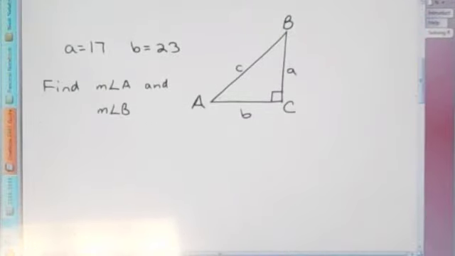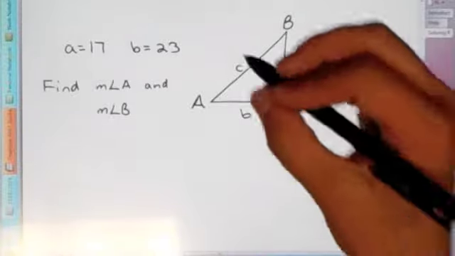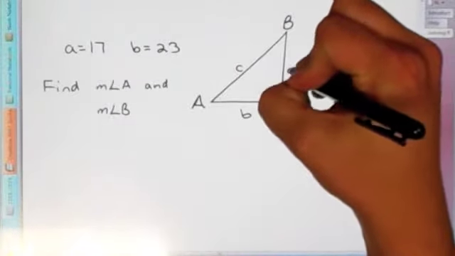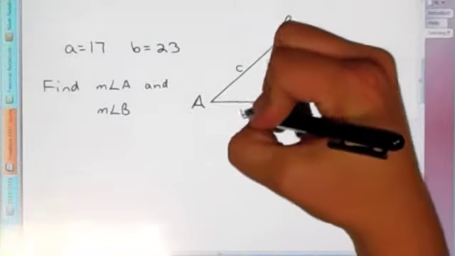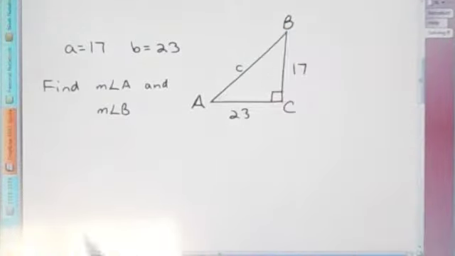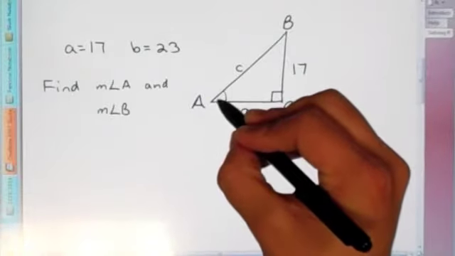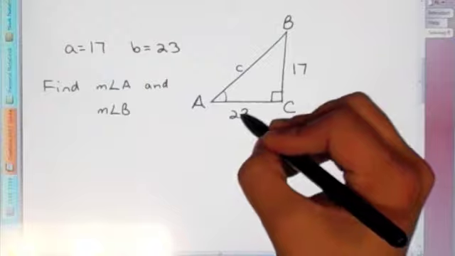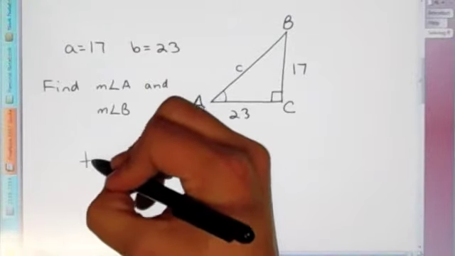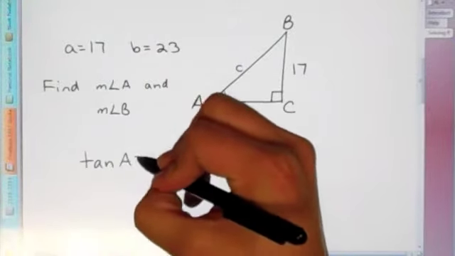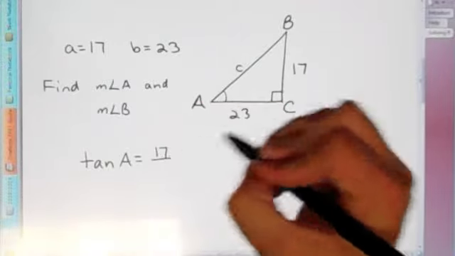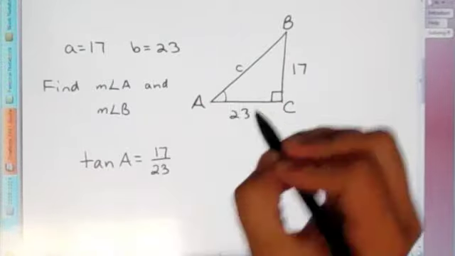Now the next problem says a is equal to 17, b is equal to 23. So let's put our information in there. a is 17, b is 23, and I'm asking you to find the measurement of angle A and the measurement of angle B. So now we're actually trying to solve for an angle. So let's talk about from A first. From A we know opposite and we know adjacent, so therefore we're going to use the tangent. So we're going to say the tangent of A is equal to opposite, 17, over adjacent, which is 23.